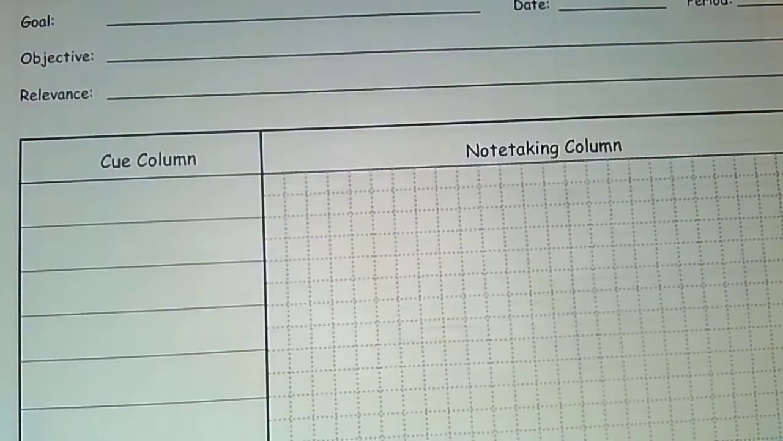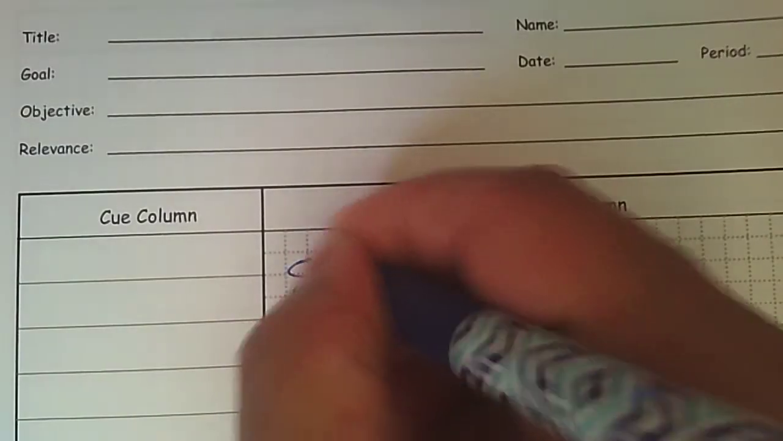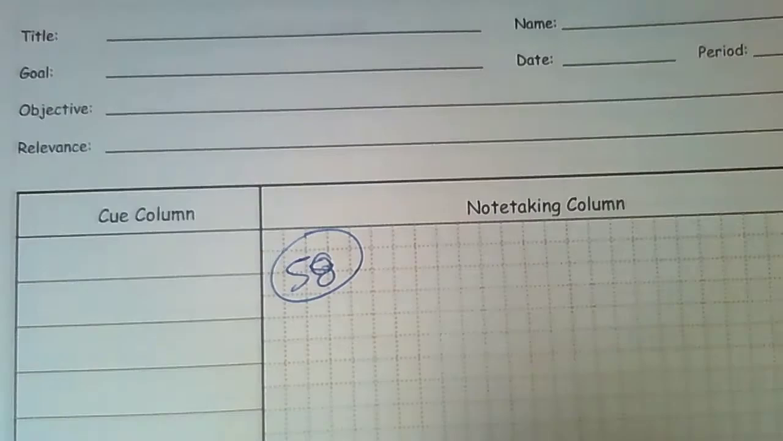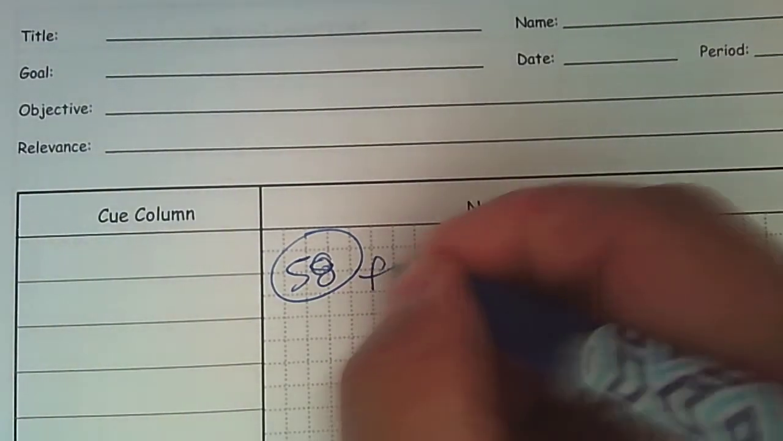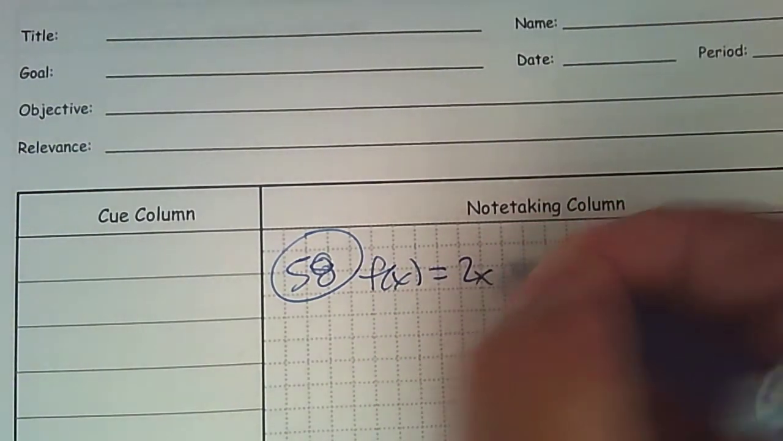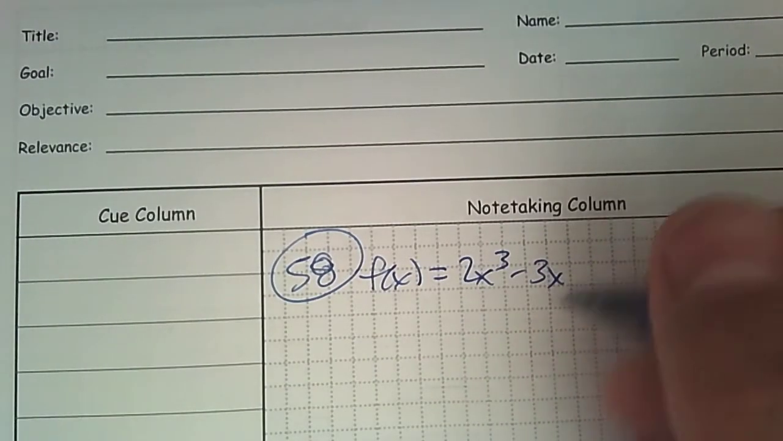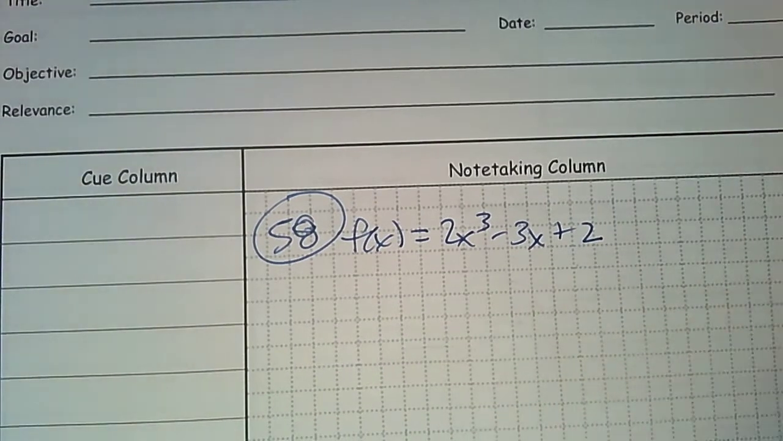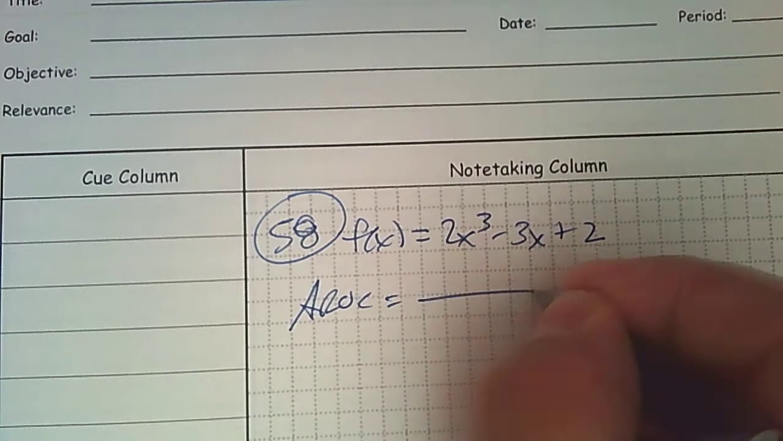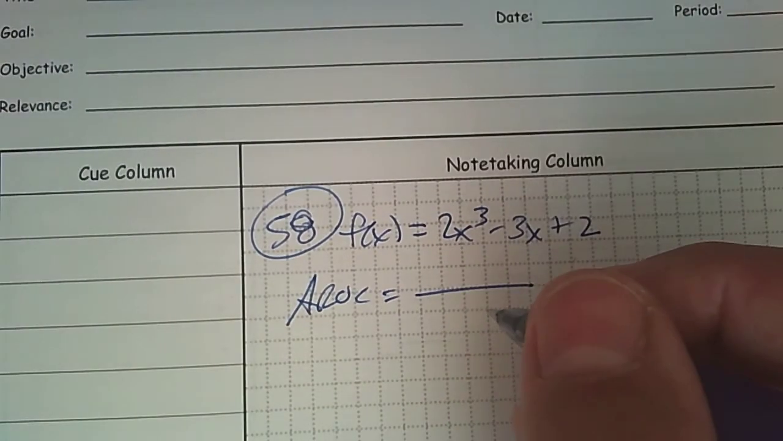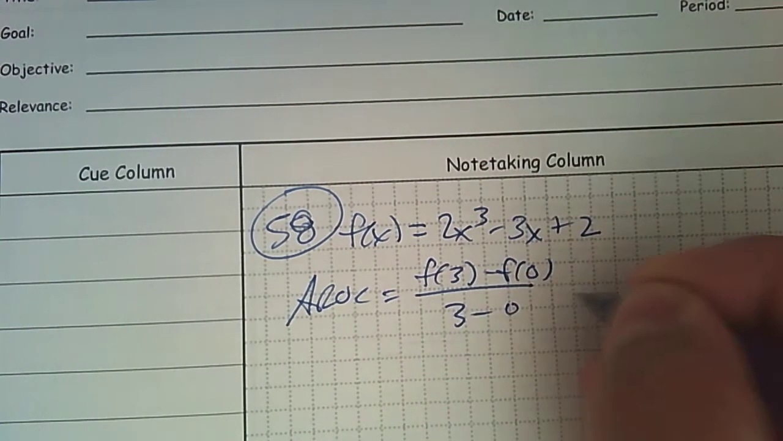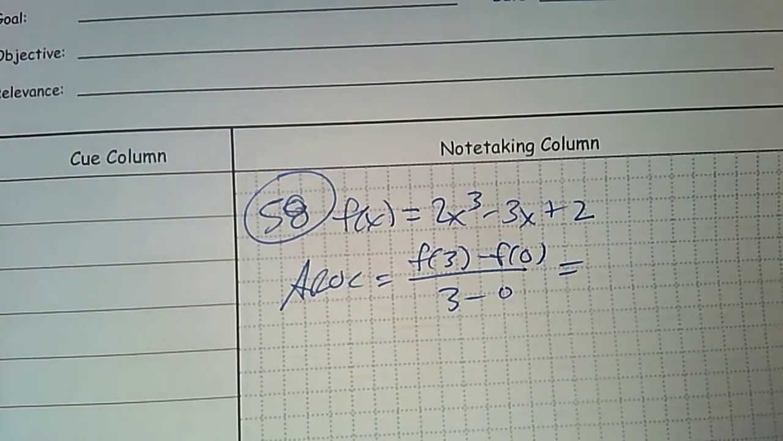58. In 58, you have to find the AROC and the IROC. Here we go. So f at x equals 2x cubed minus 3x plus 2. So first you have to find the AROC. If I want to find the average rate of change, it's slope. And we're finding the average rate of change between 0 and 3. So it's f at 3 subtract f at 0, and then x2 minus x1, which is 3 take away 0.